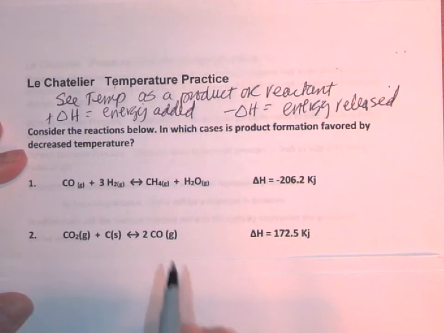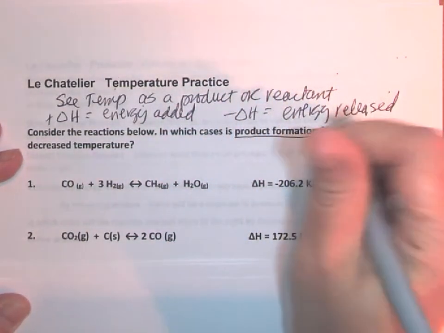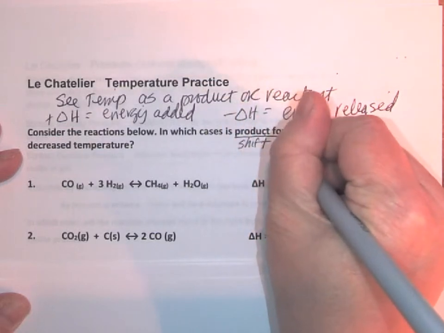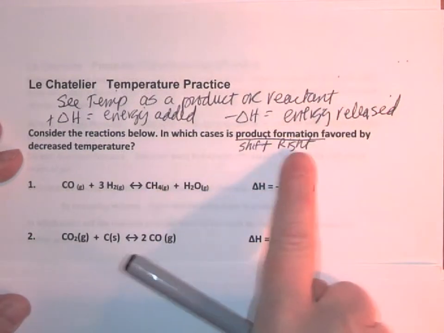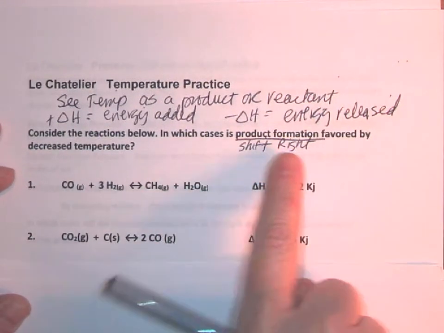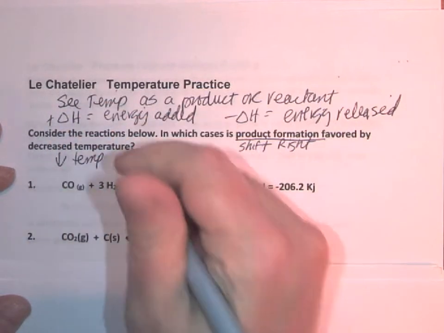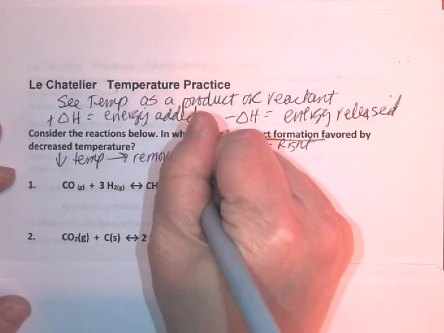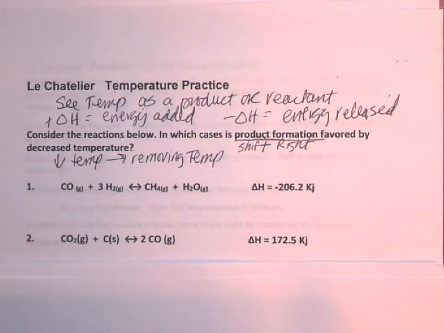All right, so consider the reaction below. In which cases is product formation favored, which means that it needs to shift to the right side in order to form the product? So which cases is product formation favored by a decrease in temperature? So a decrease in temperature, I want you to see that as removing temperature. It makes it easier to do the problems if you actually see that as such.